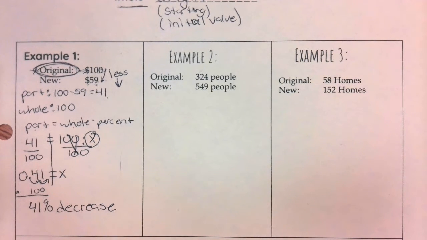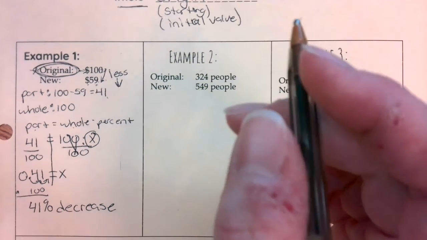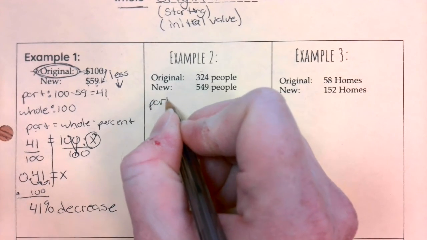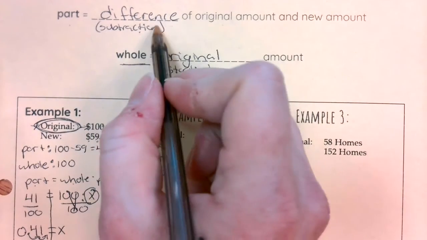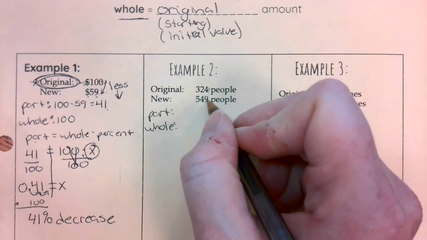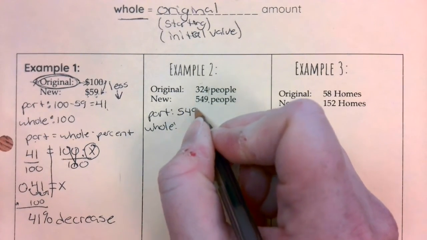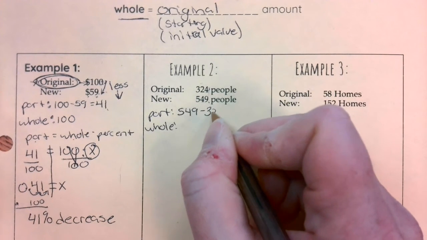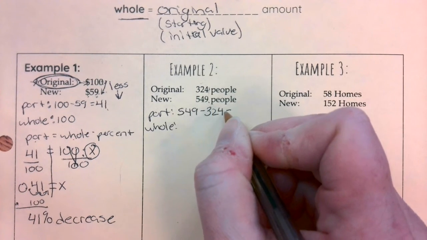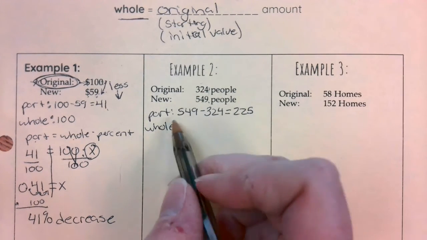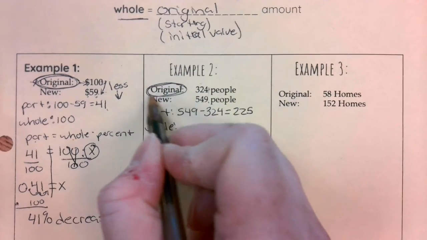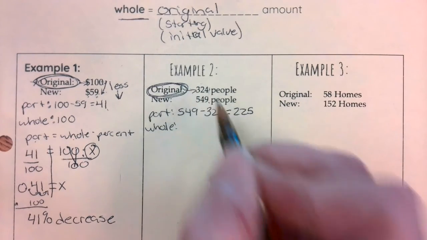Now let's do example 2. If you're feeling pretty confident, pause the video, try it yourself, and then check your answer with me. All right, so we always want to identify our part and our whole. The part, again, is the difference between the original and the new. In this case, I probably want to put 549 first because it's bigger. 549 minus 324 gives us 225. The whole is always, always, always the original amount, which in this case was 324.